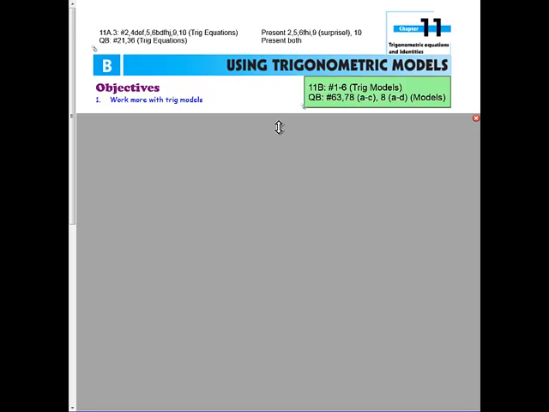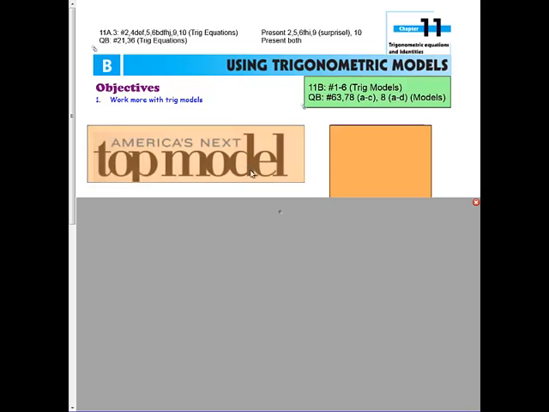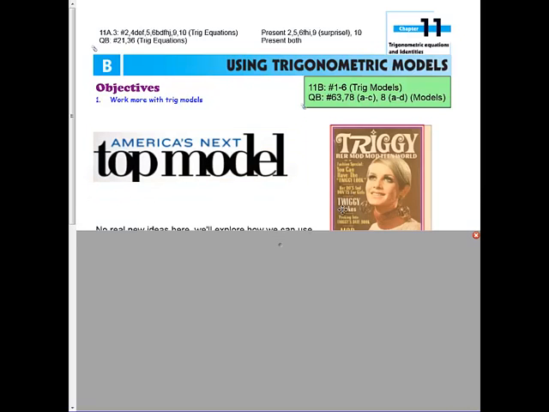Okay, we're going to work a little bit more today with trig models. What's a trig model? Well, you know, trig models, of course.